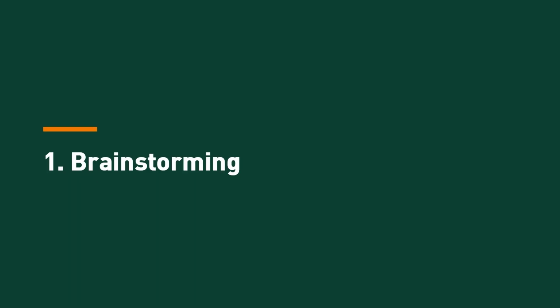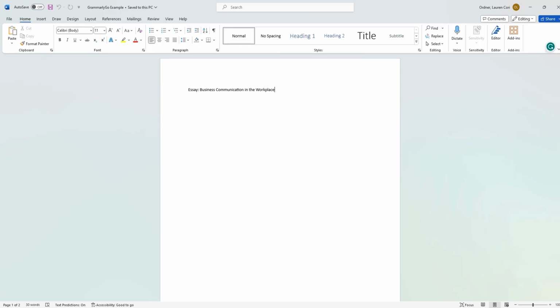The first way you can use Grammarly Go in your writing process is to help you brainstorm. If you're having trouble coming up with ideas for your assignment, Grammarly Go can be a great resource to help you come up with some ideas. What you'll want to do is type in some information about your assignment into your Word document. The more information you can give, the better. But right now, we just have a very bare description: essay, business communication in the workplace.